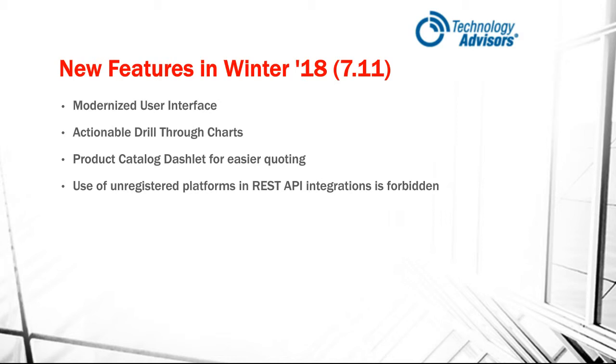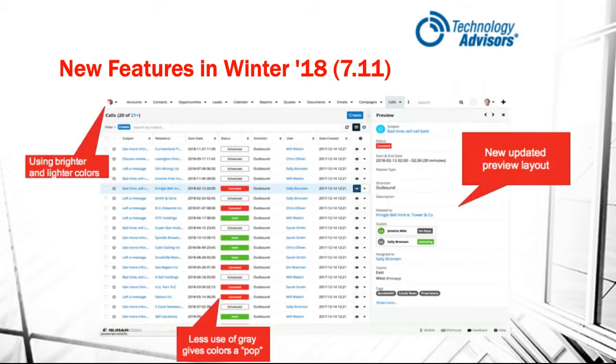One reminder, too, before we start going into the examples, is that the Winter 18 or 7.11 release will only be available for Sugar On Demand users. If you are on-premise with your Sugar or you host your own Sugar, you'll see these releases included in the 8.0 release coming up later this spring. So you'll have to wait for the 8.0 release to get these features on-premise.